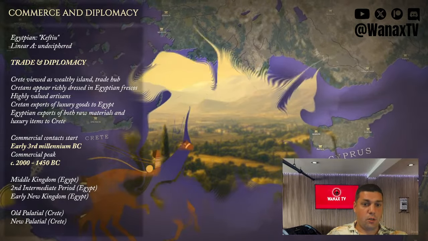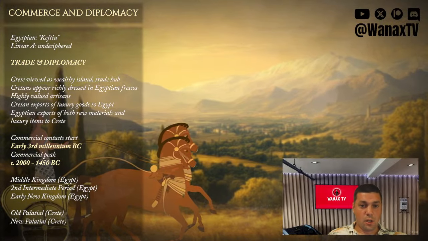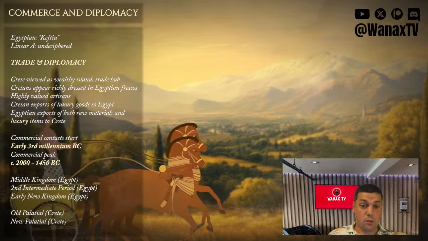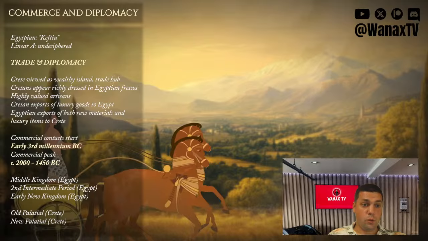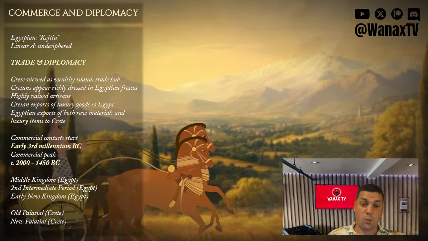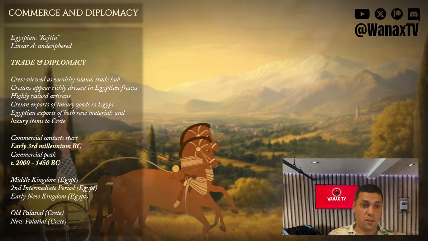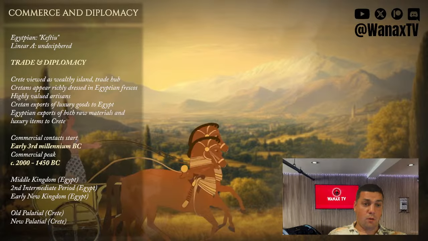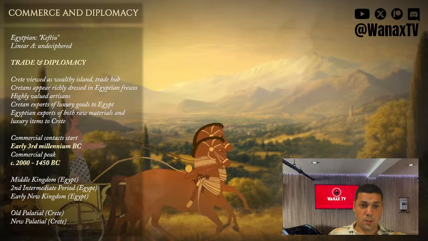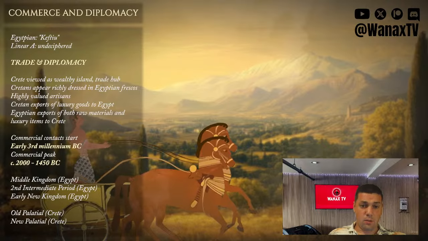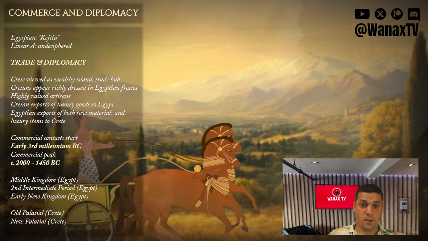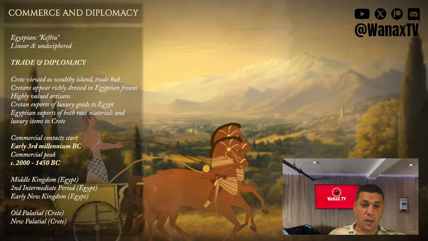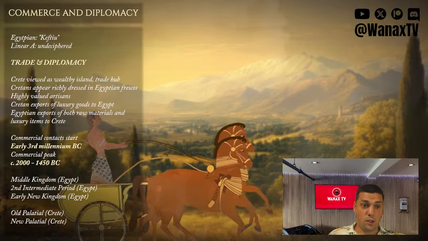As you can see, so much of their relations was based on trade, and even diplomacy was based on trade and commerce. Crete was viewed as a wealthy island, as a faraway island, but as a wealthy island nonetheless, a trading hub. And Cretans themselves appear very richly dressed in the Egyptian frescoes. They wear a lot of jewelry, very decorated clothes, and they were very highly valued as artisans in ancient Egypt.